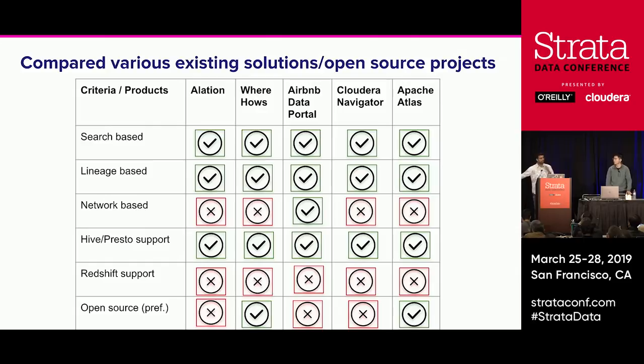On the left-hand side, the y-axis, you would see the criteria we used for the evaluation. This is super high level, by the way. So you have search-based queries, network-based queries, and lineage-based queries. And then some tactical things that we needed. We have a bunch of our data in Hive and Presto.